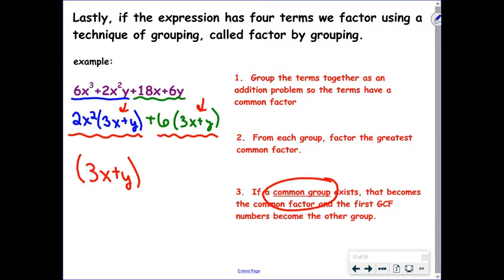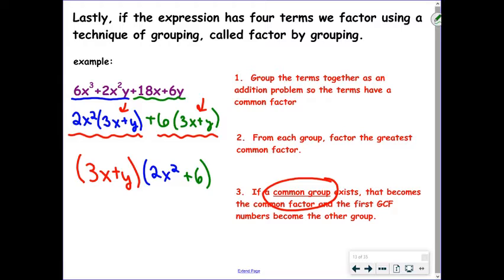What do I have left? If I pull it out of the first one, I have a 2x squared left. If I pull it out of the second one, I have a positive 6. I can go ahead and check it. 3x times 6, 18x. 2x squared y. Yeah, that's going to work out.